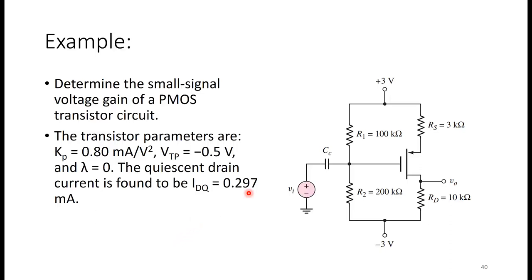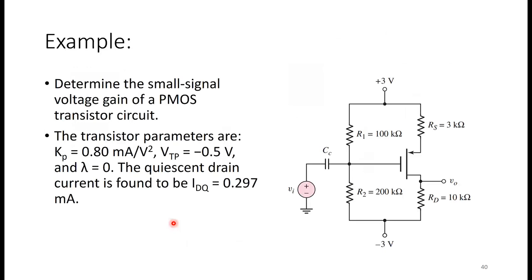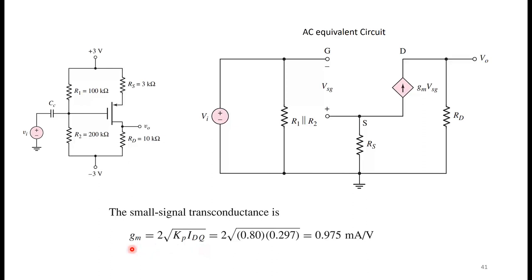If I draw the AC equivalent circuit, because I already know ID, it's given in the question. If IDQ is given, I can straight away find the small signal transconductance, which is 2 times the square root of Kp times IDQ. So 2 square root of 0.8 milli times 0.297 milli, and I get 0.97 milliamp per volt for gm. Now, if I draw this AC equivalent circuit, Vin remains. VDD positive 3 volts becomes ground, VDD negative 3 volts also becomes ground, so R1 and R2 are going to be in parallel, just like this. CC is going to be a short circuit.